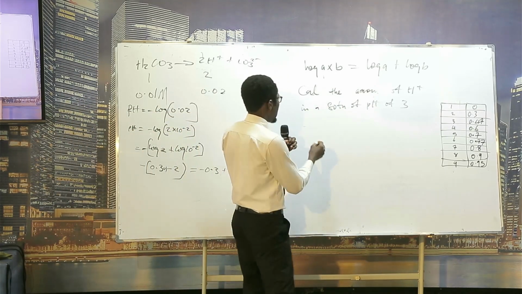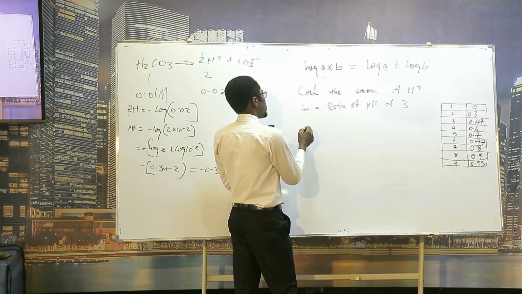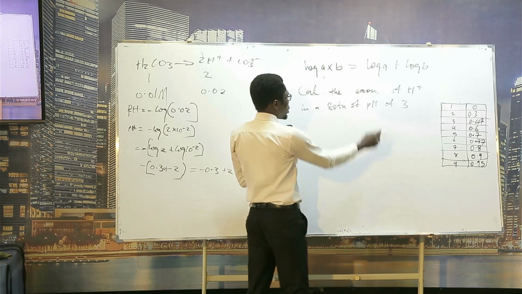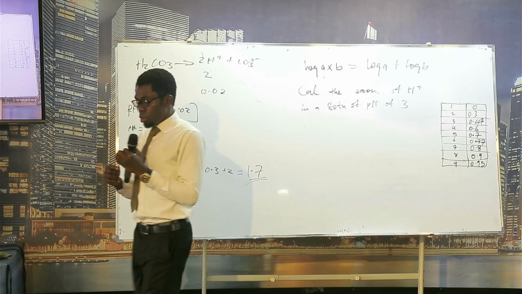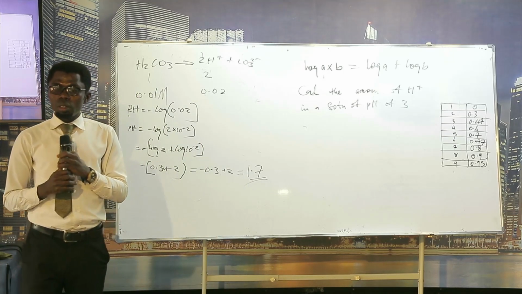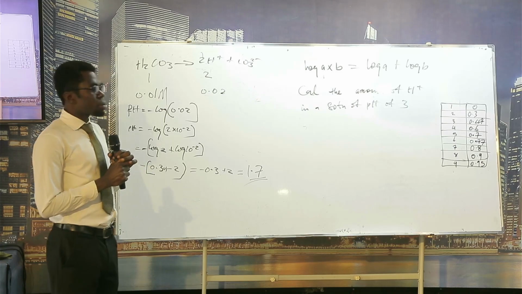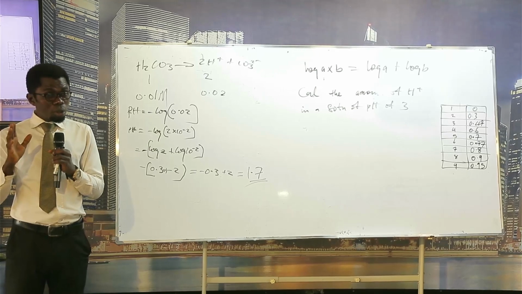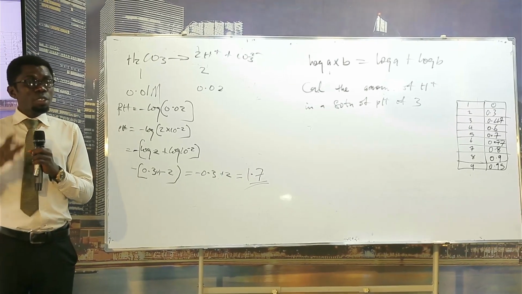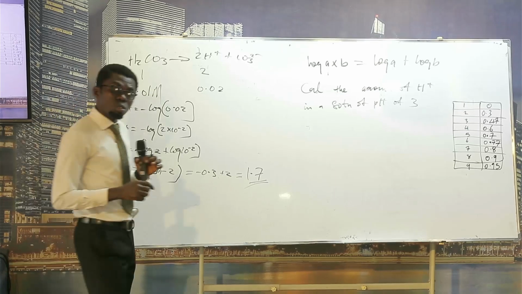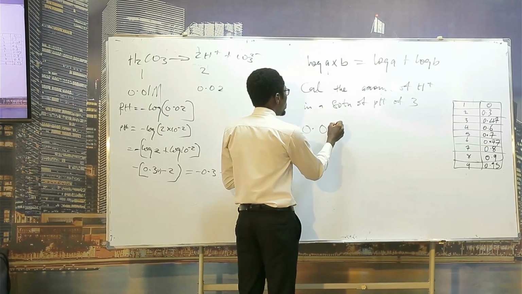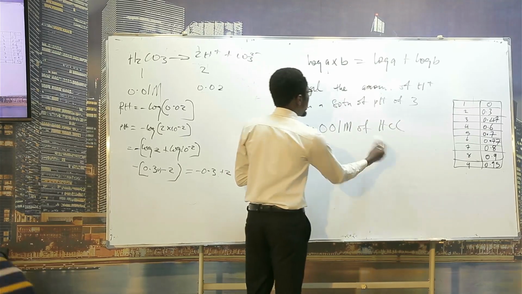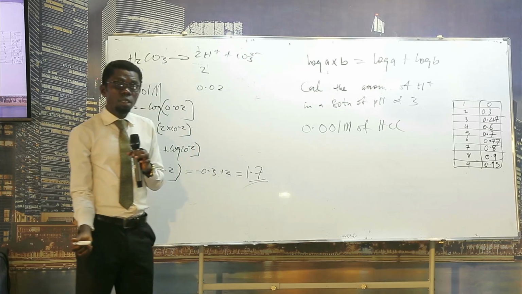Okay, let me assume that I have 0.001. Very simple, 0.001. Because at that time you were calculating pH, I told you if I have 0.001 mole of hydrochloric acid, what is the pH? 3.